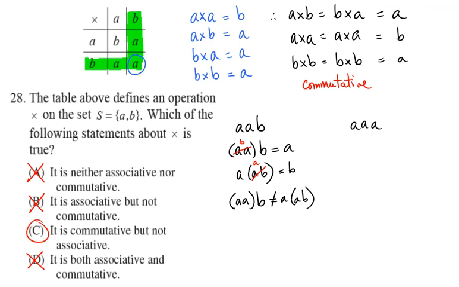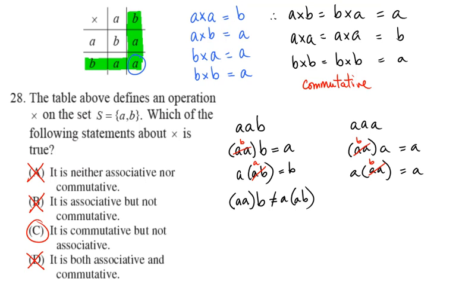Now we just happen to get lucky, because the first pair that we tried worked out okay. If we had tried the AAA, let's see what would have happened. Well, the AA is B, and we would have gotten B times A, which is A. And A times A, which is B, would have given us AB on the second one, which is also A. So that just goes to show that if we had chosen that one first, it might have appeared to be associative.